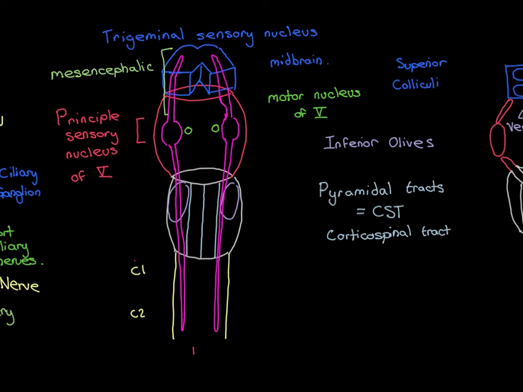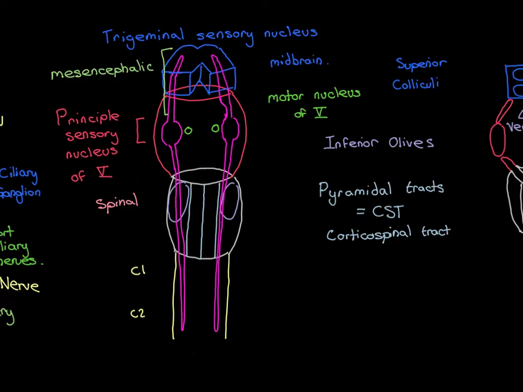Next portion, the bit that's extending down into the spinal cord, this is known as the spinal sensory nucleus of the trigeminal nerve. So this is spinal sensory nucleus of 5.